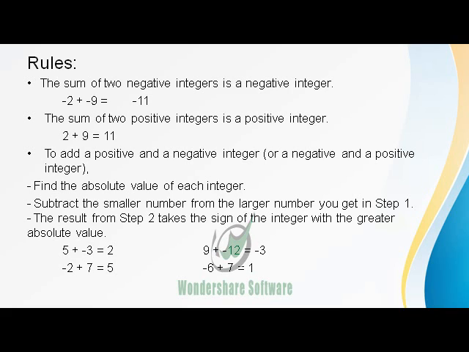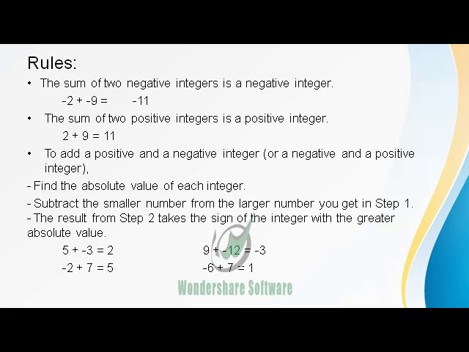Example, negative 2 plus negative 9 is equal to negative 11, as you see on the screen. Second, the sum of two positive integers is a positive integer. For example, positive 2 plus positive 9 is equal to positive 11. Third, to add a positive and a negative integer or vice versa, subtract the smaller number from the larger number, then take the sign of the integer with the greater absolute value.